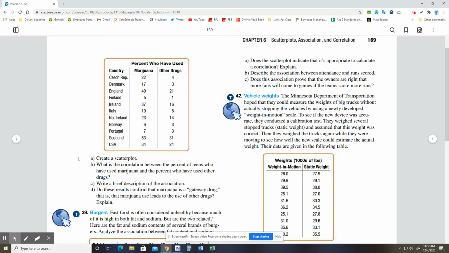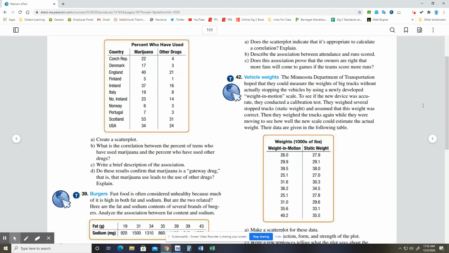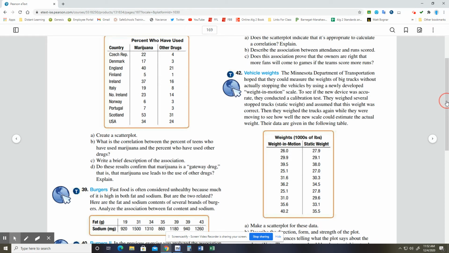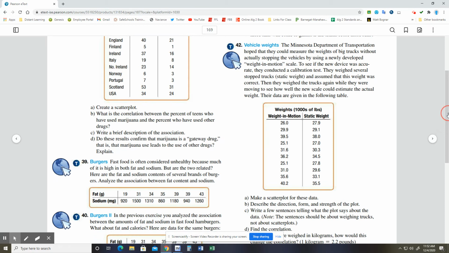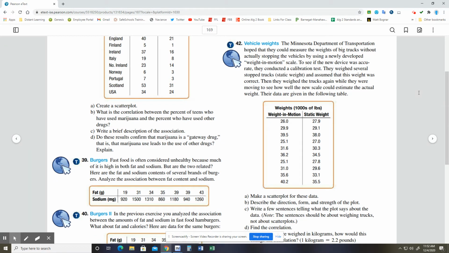Very distinct verbiage there. Number 42. The Minnesota Department of Transportation hoped that they could measure the weights of big trucks without actually stopping the vehicles by using a newly developed weigh-in-motion scale, whatever that is. To see if the new device was accurate, they conducted a calibration test. They weighed several stopped trucks and assumed that this weight was correct. Then they weighed the trucks again while they were moving to see how well the new scale could estimate the actual weight. Their data was given in the following table.